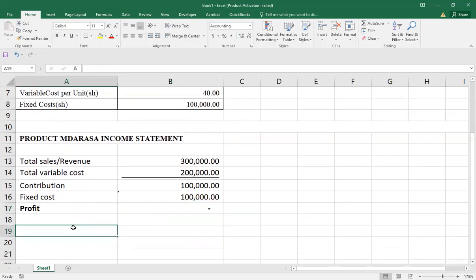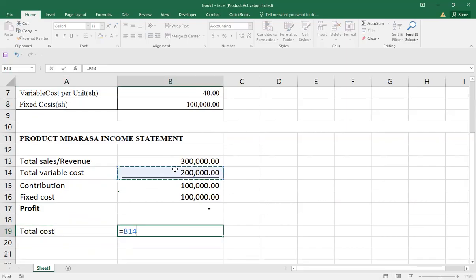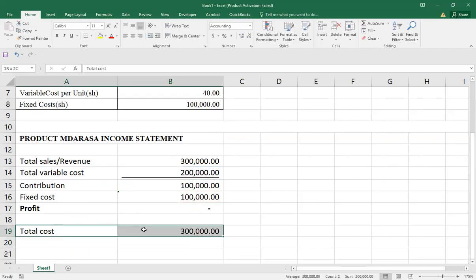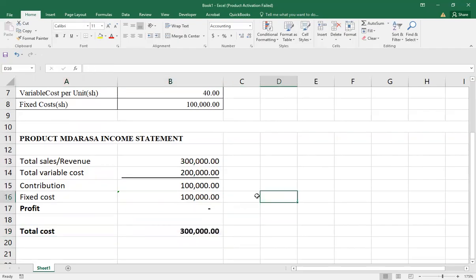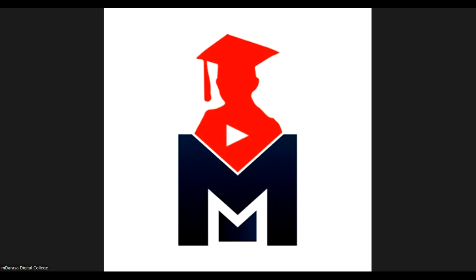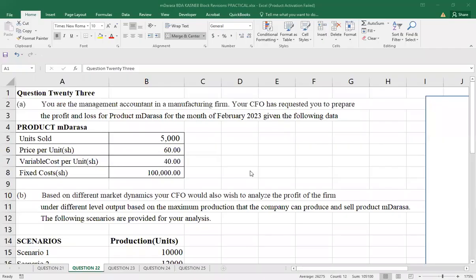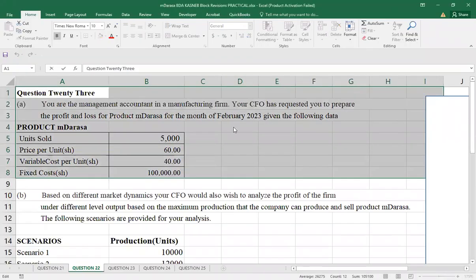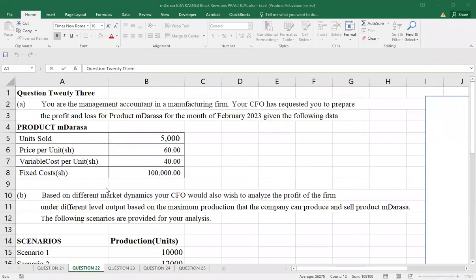So what about our total cost? My total cost is basically our variable cost and our fixed cost. So my total cost is 300,000. So that is the first thing that you are required to do according to this question of ours here. You see this question here? Literally, that is what you are required to do. Yeah? So we have prepared our income statement.